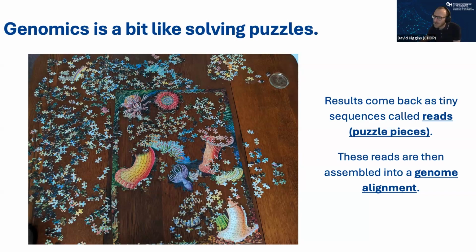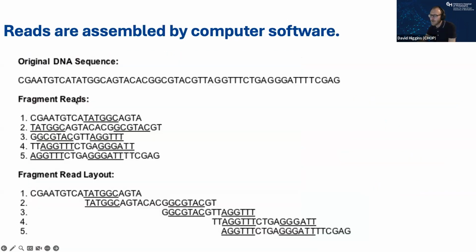So that's the preliminary work that's done: taking these reads and puzzle piecing them together into a genomic alignment. That works a bit by finding overlapping pieces, just like you might do on a puzzle where these have a similar color or a similar pattern. So I'm going to try to fit these puzzle pieces together. That's what the alignment computer software is doing as well. It's looking at these reads and finding sequences of DNA that look similar, and then puzzle piecing them together.